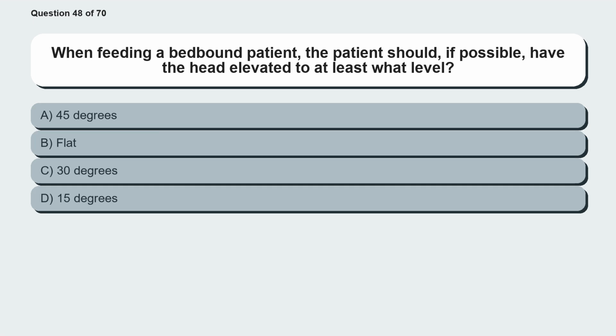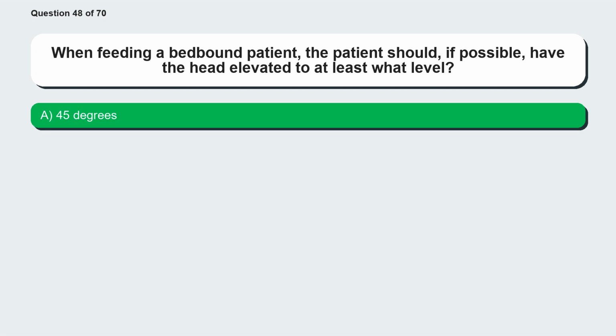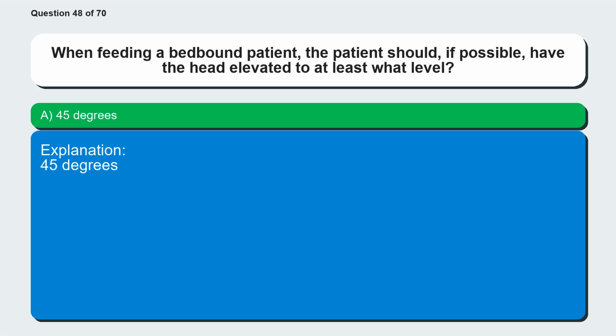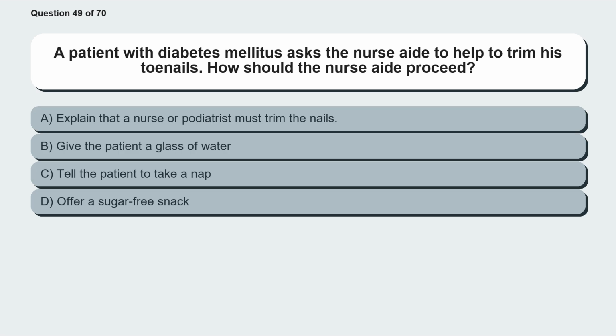Question 48. When feeding a bedbound patient, the patient should, if possible, have the head elevated to at least what level? Option A, 45 degrees. Option B, flat. Option C, 30 degrees. Option D, 15 degrees. The correct answer is option A, 45 degrees.